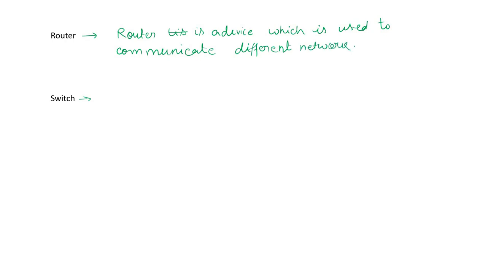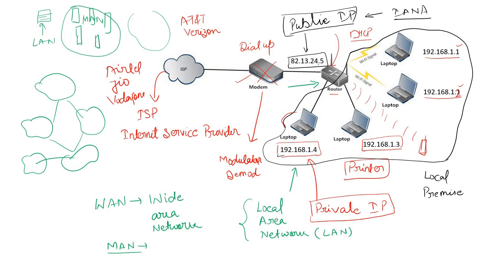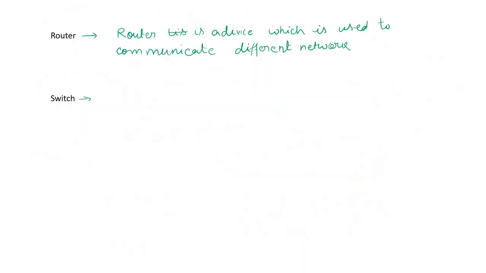How different networks? If you go to the previous scenario, this is a local area network, with a network starting with 192, and this is another network starting with 82, an outside network, right? This router makes it possible to communicate between the outside network and the inside network. Correct. So now a question arises in the mind: what is a network actually?